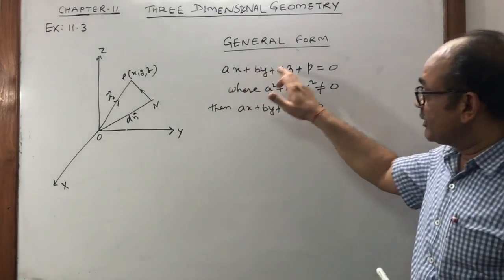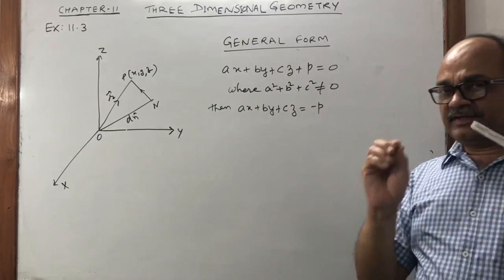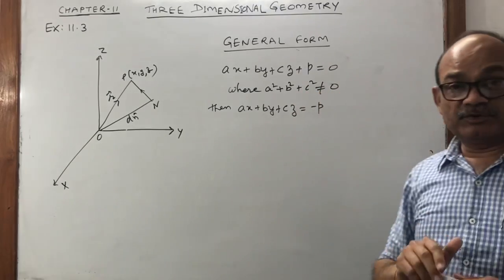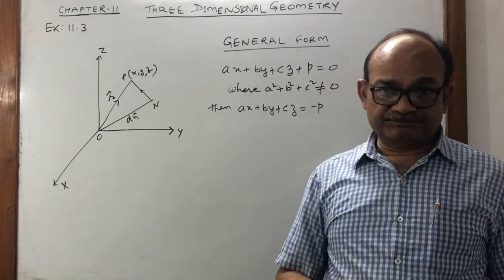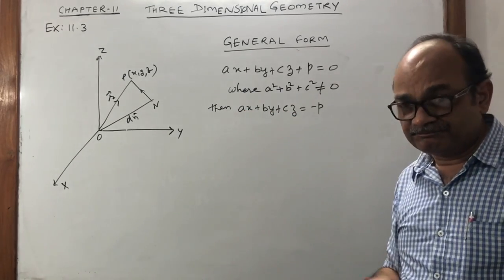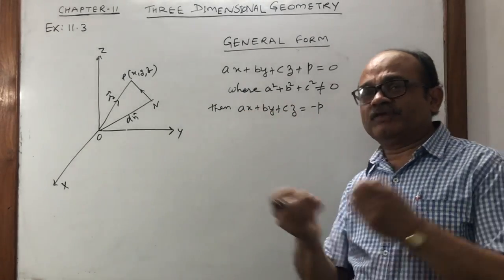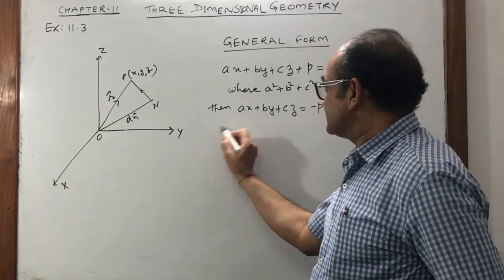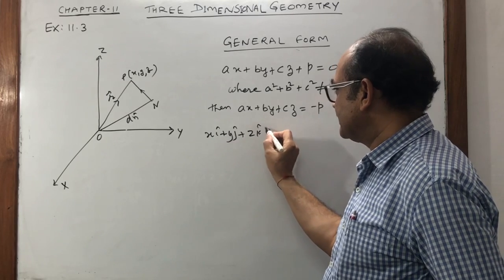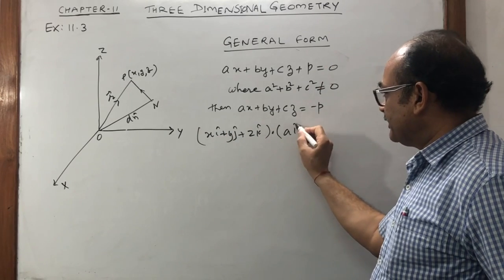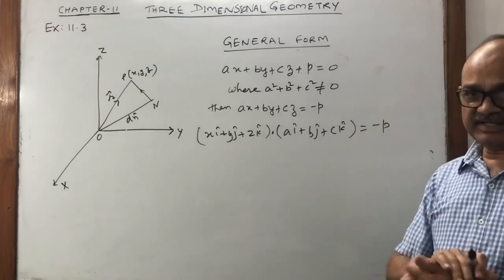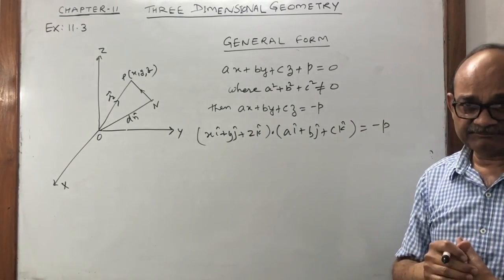Now the next is, suppose general form in first degree with variables x, y, z is given to you, that is ax plus by plus cz plus p equal to 0, where a, b, c are such that a square plus b square plus c square not equal to 0. It means all are not equal to 0. Then ax plus by plus cz we can write as minus p. This we can divide in two vectors. The first is r, that is xi plus yj plus zk, dot ai plus bj plus ck equals to minus p. We can write like this.